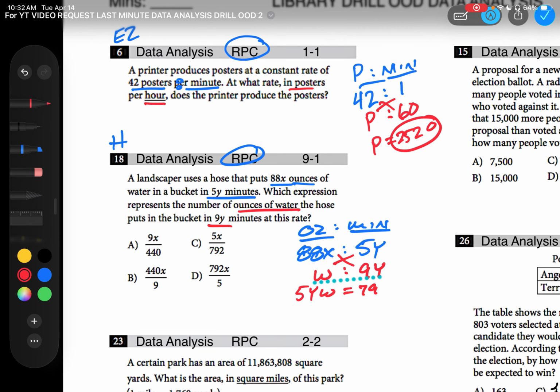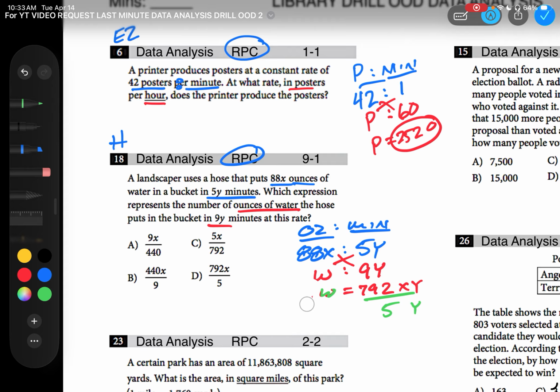They kind of gave it to you in the answer choices, right? 792, and x times y is just xy. So what am I solving for? I'm solving for the amount of water. So how do I get rid of that 5y? I'm going to divide 5y by both sides. Check this out now. Now what do I have left over?